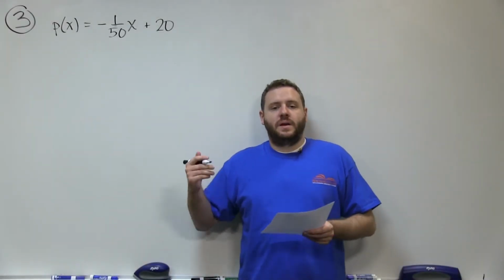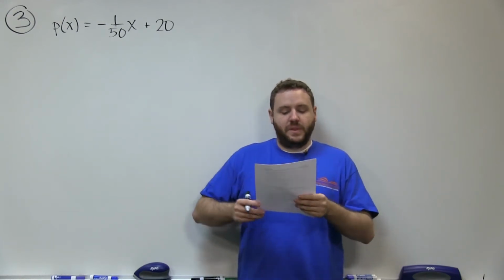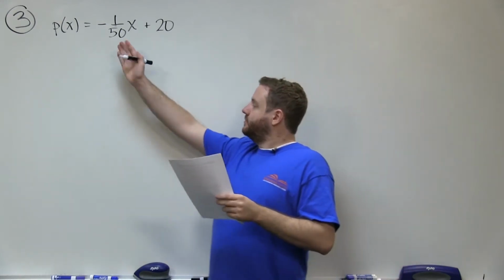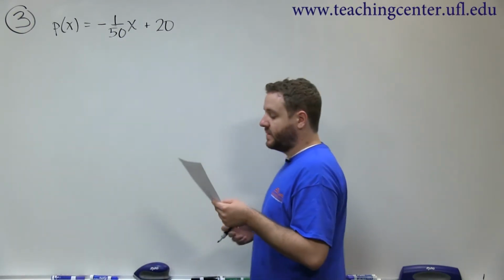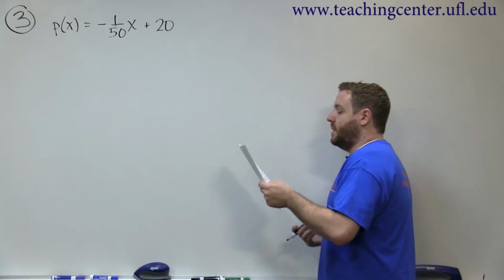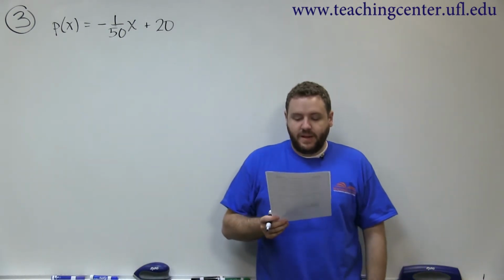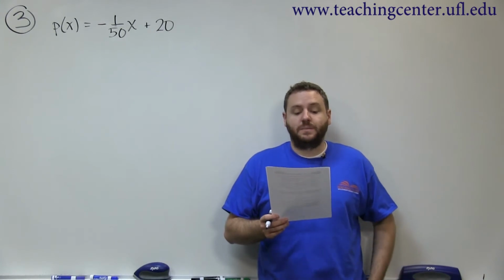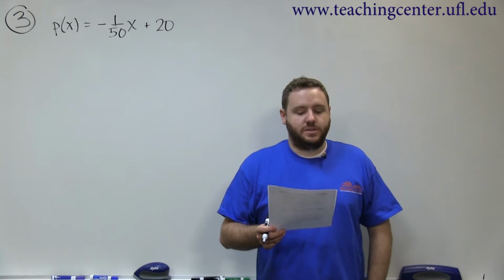Okay, number 3, we have a demand and cost type problem. And we're given that the demand function for a particular item is right here. And remember, demand is the same thing as the price. We're not given a cost function specifically, but we're told in words what the cost is. It costs the company $10 to make each item, and the operating cost of the factory is $1,000 each day.